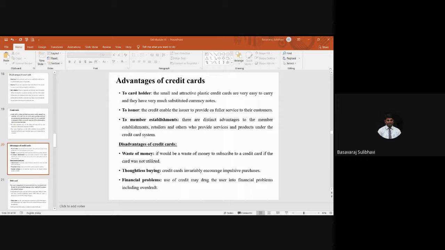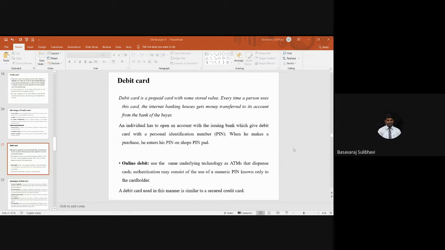Then next we have financial problems, where the use of these credit cards may drag the cardholders into financial problems, including overdraft, where he cannot repay the amount compared to the income he has. More than that, he will be taking a credit due to the credit card facility given to him. Okay, this was all about credit cards. Fine. Next we have debit cards.